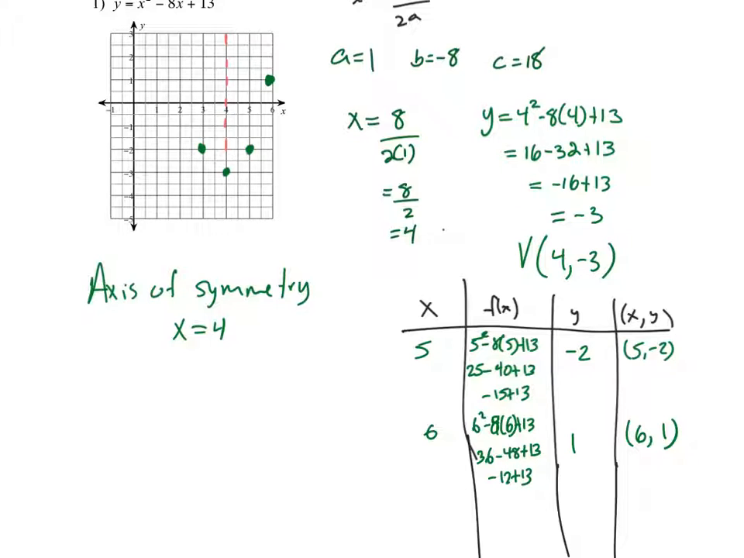Again, I'm marking that one from the axis of symmetry. 1, 2, 3, and 4 spaces to the right. So 1, 2, 3, and 4 spaces to the left. And that's my graph.